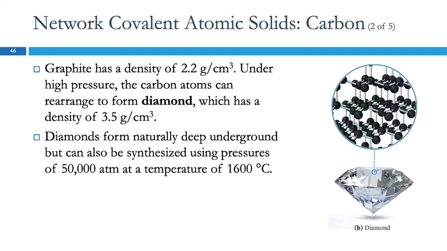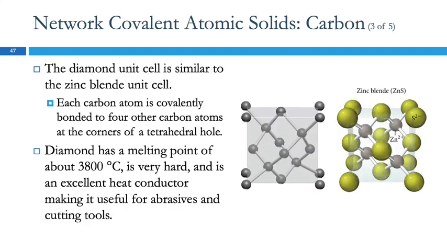So diamonds can be formed naturally, deep underground. That's why people have diamond mines, and they dig them up out of the ground. But they can also be made synthetically. So in the diamond, now we have the same carbon atoms, but now instead of in layers, they are bonded in all three dimensions. The unit cell here for the carbon atoms is very similar to that zinc blende structure. But instead of these being attracted by ionic bonds, each of these atoms is covalently bonded to 4 other atoms.